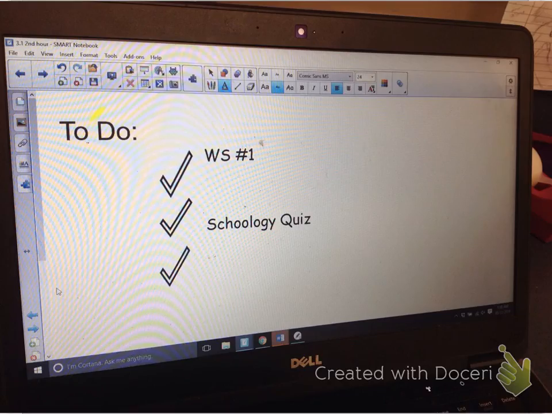Next, your to-do list is please do worksheet 1. I will be collecting this tomorrow. And then there's a Schoology quiz that should show up in your calendar or on the side that I want you to take, so I know that you know what you're doing. Please take that as well by tomorrow.